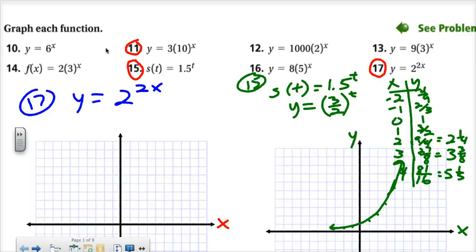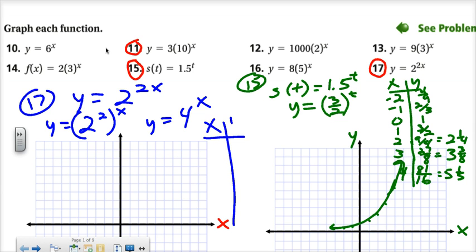So, if we realize that this is the same thing as 2 squared to the x power, we can just write this as y equals 4 to the x, and it becomes a lot easier to work with, and it is equivalent to what we had. Again, we can start with a few negatives, but we really care more about how quickly this is going up for growth, because we know that that 4 is going to give us growth.